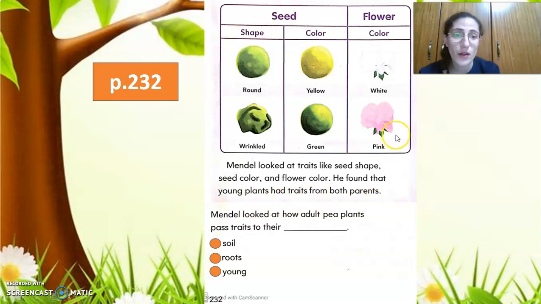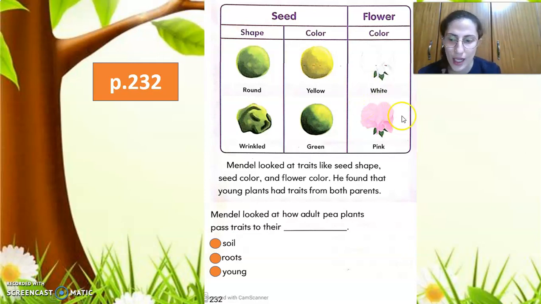So he found out that the young plants get things from both of their parents, not only one. Clear so far? So you get things from both of your parents, from your mom and your dad. You might get the color of the hair of your mom and the color of the eyes from your dad.